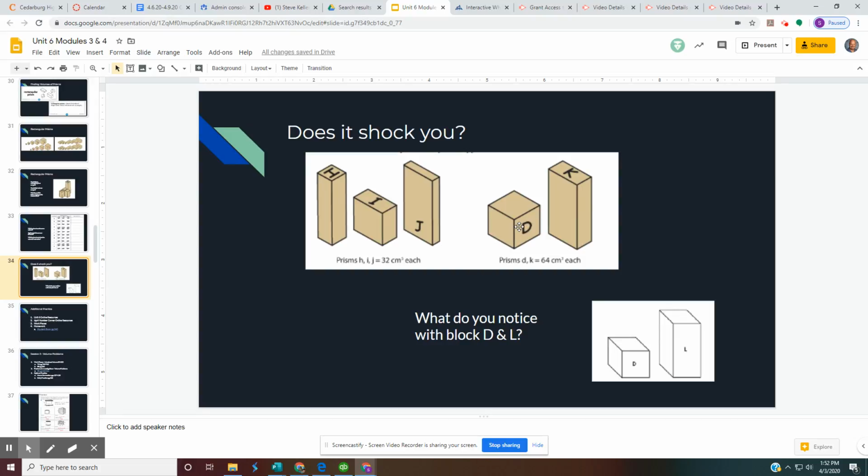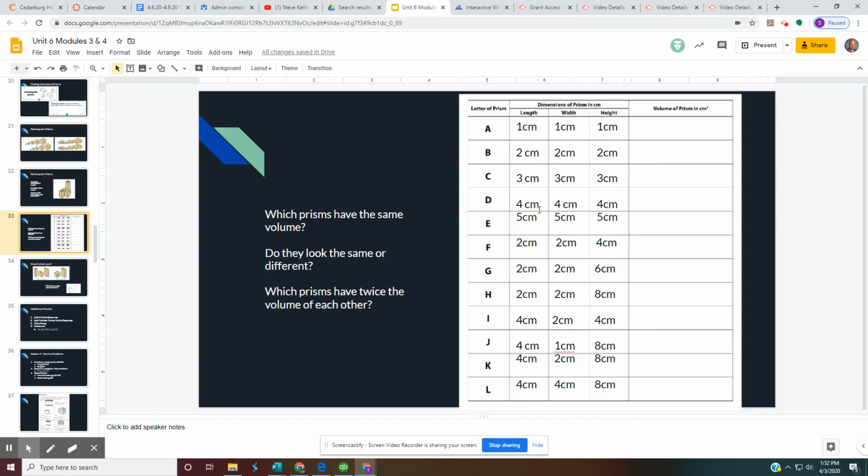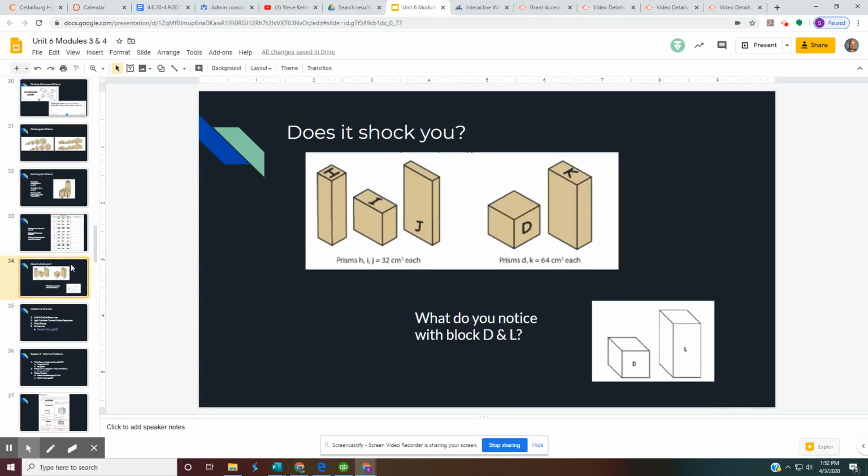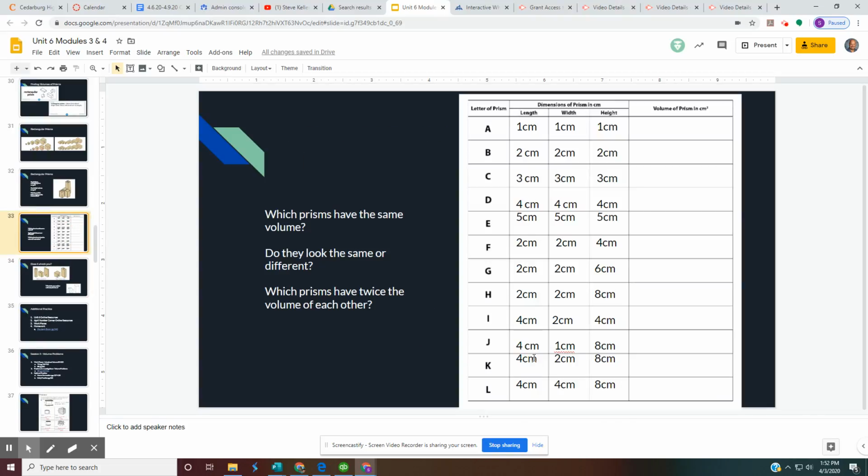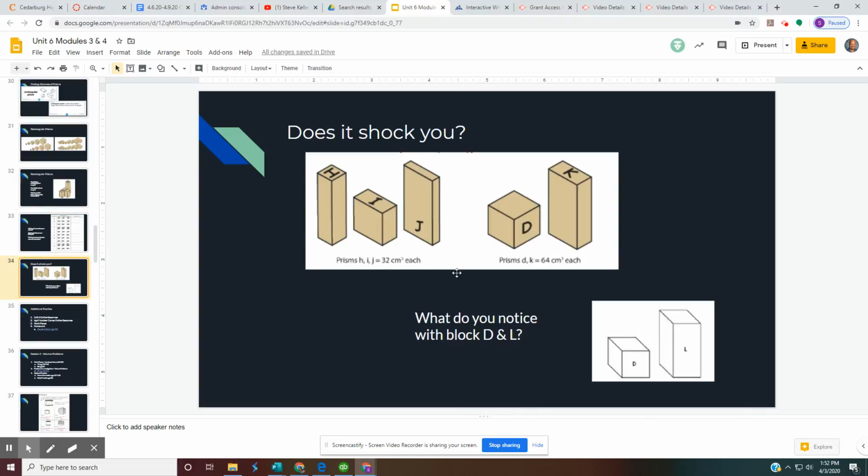D and K. D and K also surprised me. Look at this. Both of them are 64 centimeters cubed each. So if I look over here, D is a 4 by 4, which is 16, and 16 times 4 is 64. That would be 64 centimeters cubed. But then I look at K, right? And K looks way thinner and a little taller. But then if I look at it, it's 4 times 2, which is 8. 8 times 8 is 64. That's the same number. So those would be the same.